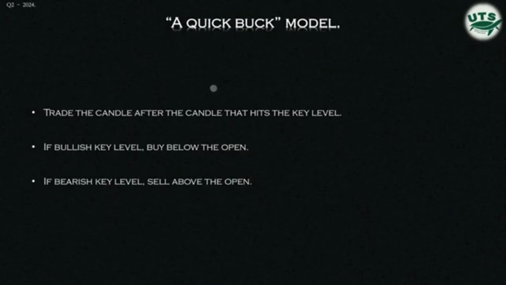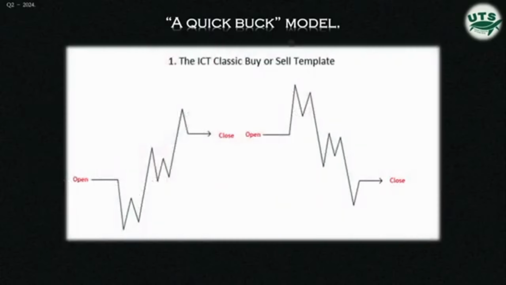Trade the candle after the candle that hits the key level. If bullish key level, buy below the open of the next candle, right? If bearish key level, then sell above the open of the next candle. This model is basically trying to catch the ICT classic buy or sell template, right? And I didn't call it the classic candle on purpose because there's many ways to catch the ICT buy and sell template, right? One of them is this.